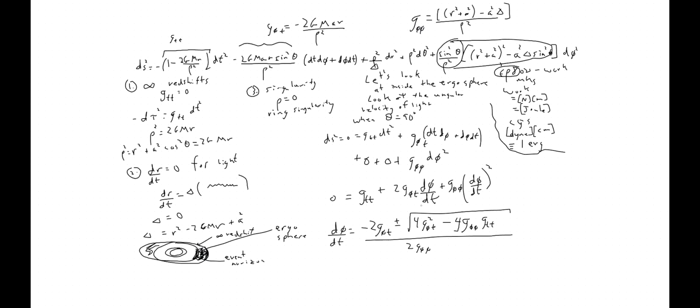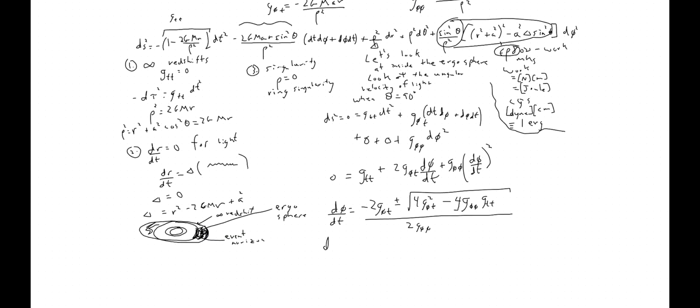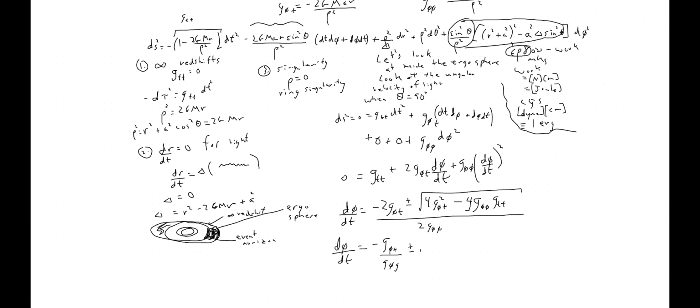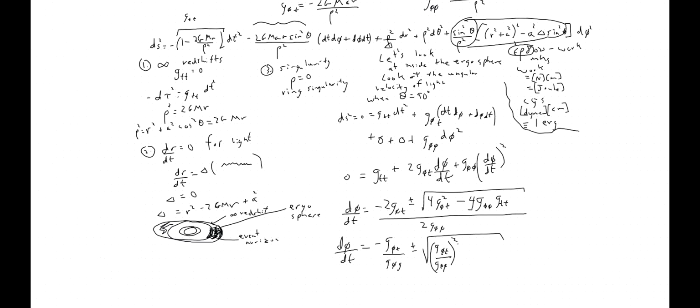Okay, we can clean this up a little bit more. I can write this as G phi dt equals, and the twos cancel, so this becomes minus G phi t over G phi phi, plus or minus. Then I can take the G phi phi inside the square root, which means I have to square each of the terms. So the whole thing is the square root of G phi t over G phi phi, quantity squared, minus GTT over G phi phi. Does that make sense?